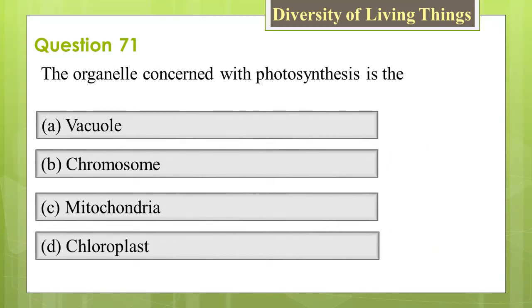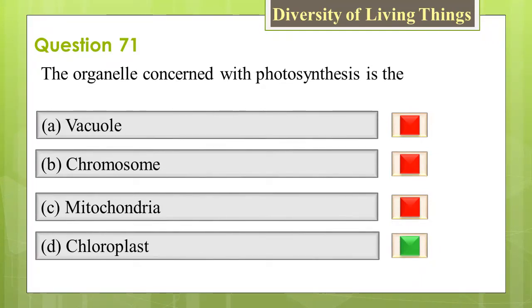Question 71. The organelle concerned with photosynthesis is the A, vacuole, B, chromosome, C, mitochondria, D, chloroplast. Which of the following alternatives is the correct alternative? The correct alternative is D, chloroplast.